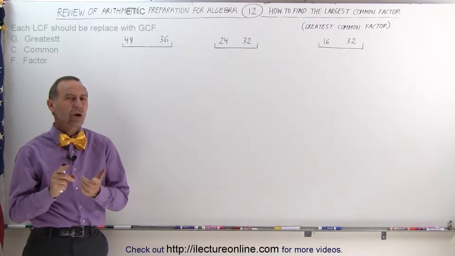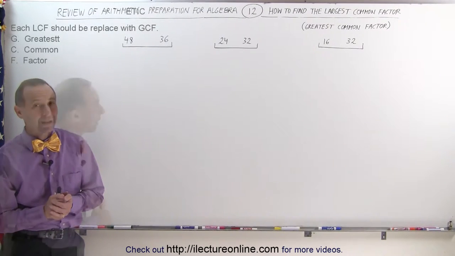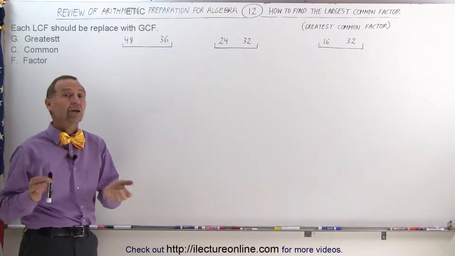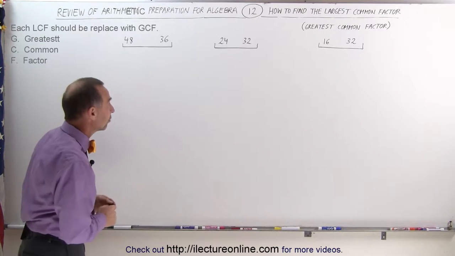In this video, we're going to learn how to find the largest common factor. This is also called the greatest common factor. Here we have three sets of two numbers. We're going to try to find the largest common factor in each of those cases.